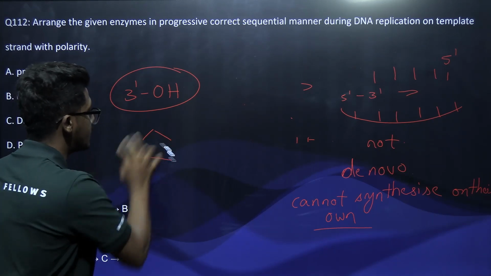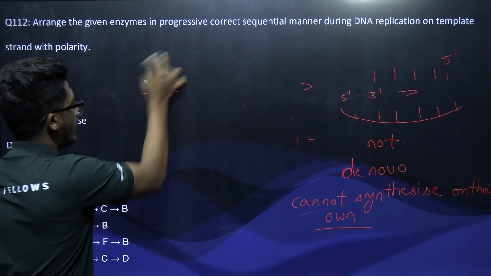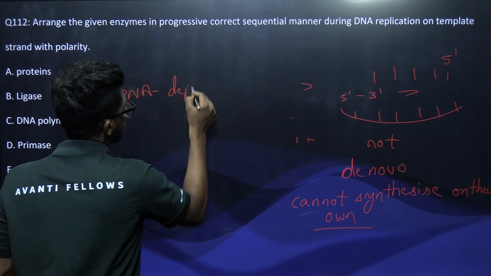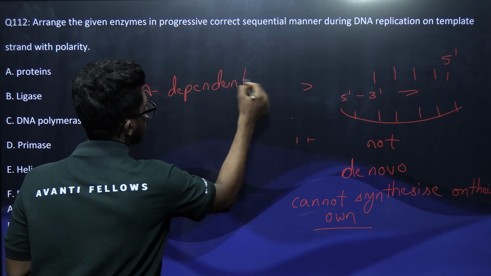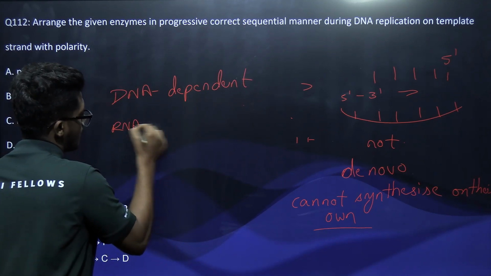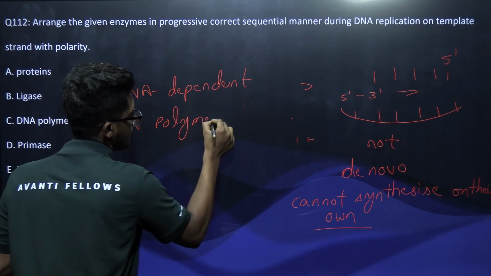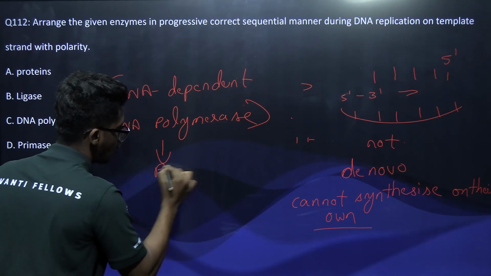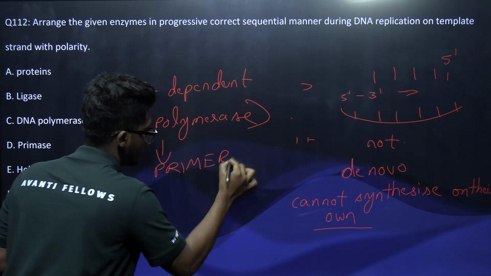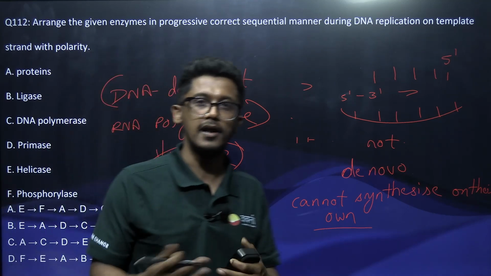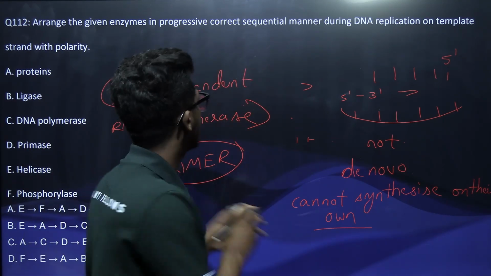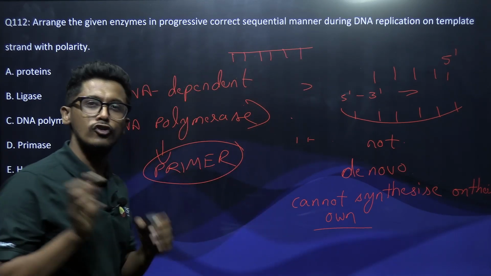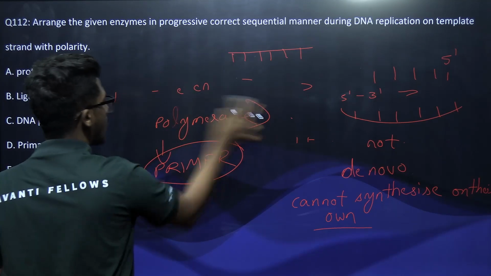So who provides this free 3' OH? A free 3' OH is provided by DNA dependent RNA polymerase. This DNA dependent RNA polymerase is an enzyme which we commonly refer to as primase. This primase has the capacity to start the replication from the first base pair. So it comes and lays down a short RNA sequence, a very short RNA sequence.